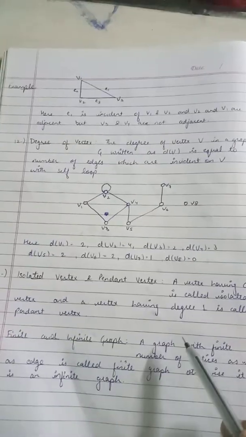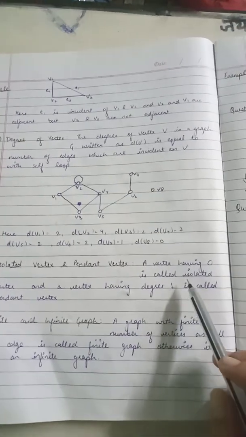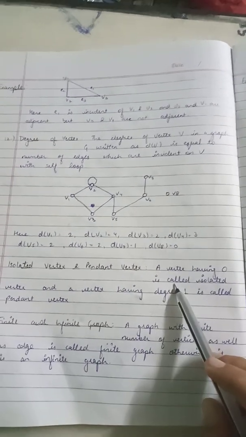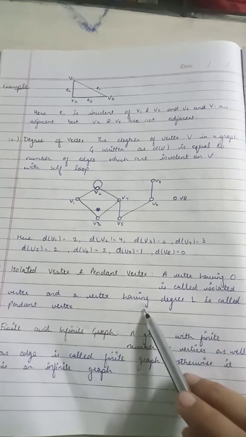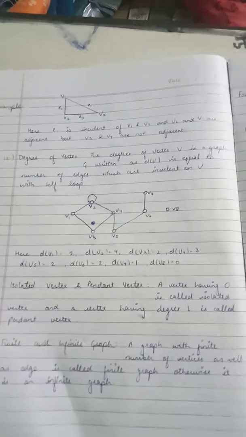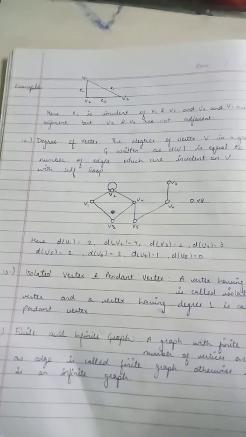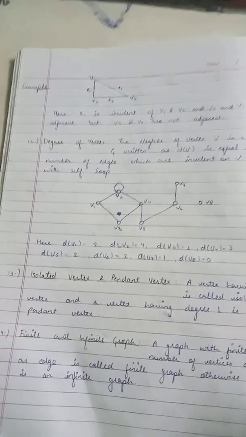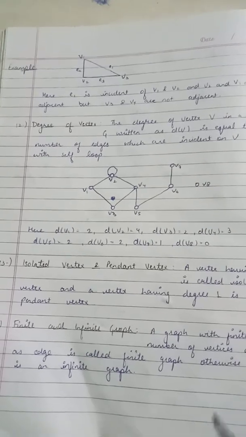So next is isolated vertex and pendant vertex. A vertex having degree 0 is called an isolated vertex, and a vertex having degree 1 is called a pendant vertex. So these are the degree 0 and degree 1 vertices, called isolated and pendant vertices.